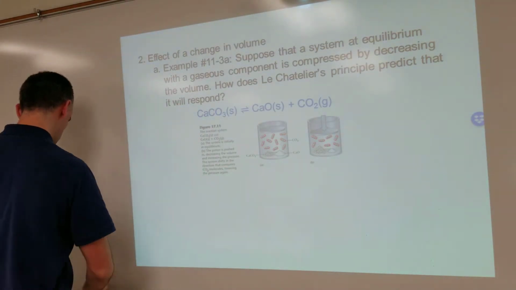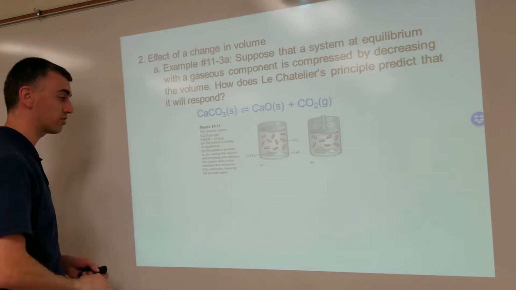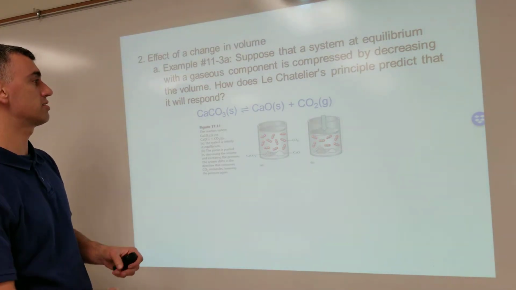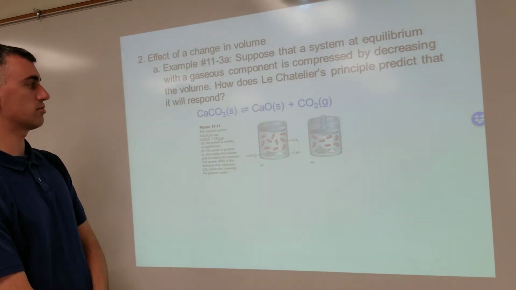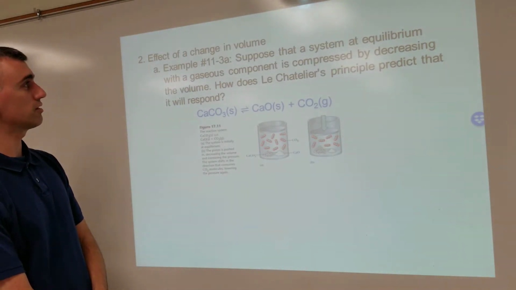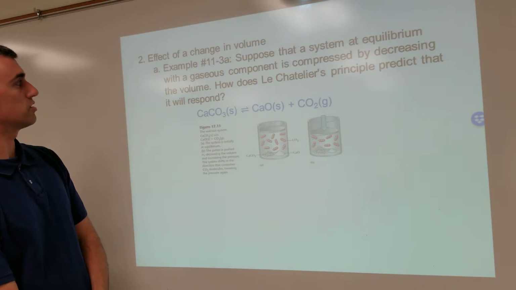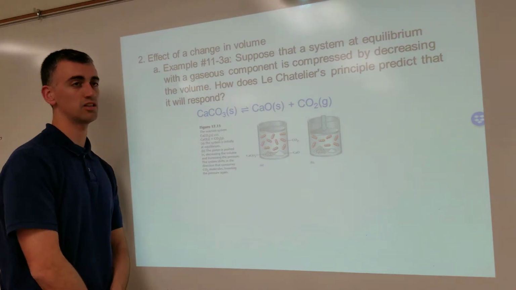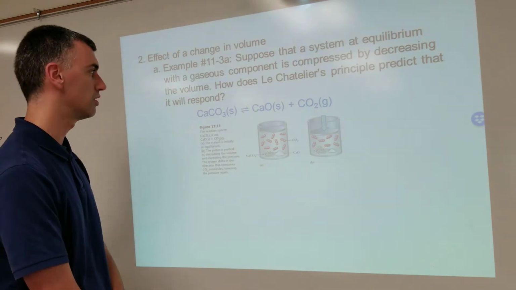Aside from temperature or adding or subtracting a chemical, you can change other things about these items. So, okay, what about changing a volume? Suppose it's the equilibrium where the gas component is compressed by decreasing the volume. How does Le Chatelier's principle predict that it will respond?